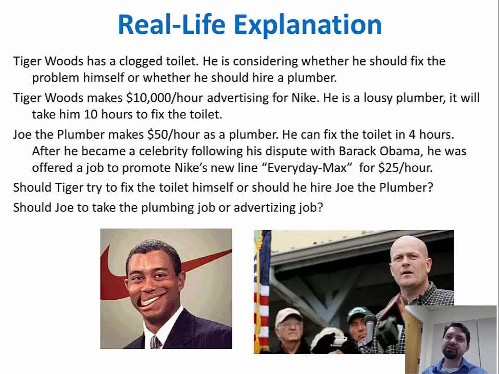So imagine that you have these two individuals, and imagine that one of them is excellent at fixing toilets if they get clogged. The other one is excellent at playing golf and advertising for Nike. And so imagine that Tiger Woods makes $10,000 an hour from Nike for advertising for Nike, whereas Joe the plumber makes $50 an hour as a plumber. Now imagine that one morning Tiger Woods wakes up and sees that his toilet is clogged. The question is, should Tiger Woods fix his toilet himself, or should Tiger Woods outsource fixing of his toilet to Joe the plumber?